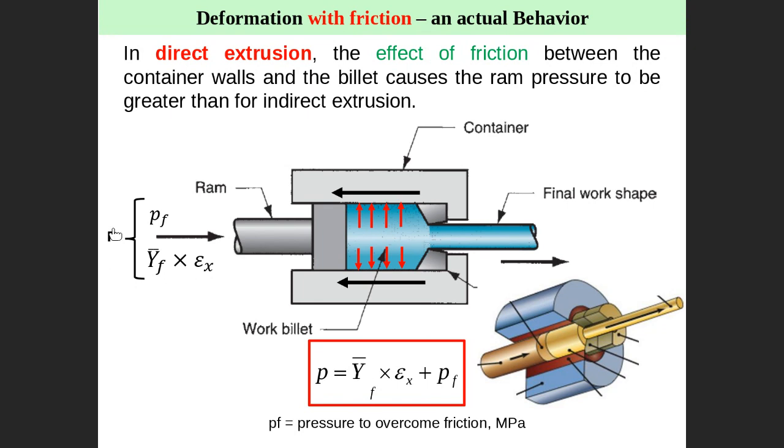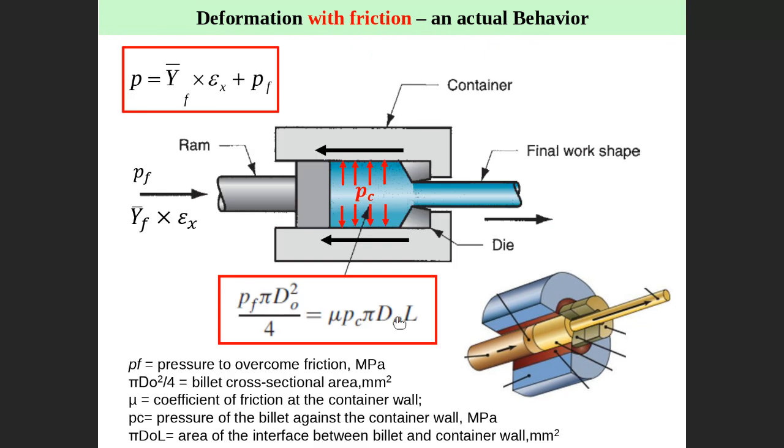Again, guys, the pressure applied here is not only to flow the material but also to overcome friction in the wall. Then there are two parts: the pressure to flow the material, which is y bar flow multiplied by epsilon x, and the additional pressure required, which is BF, to overcome the friction in the wall, as I told you. Then the target is how to calculate this part. We need to know the BF value. What is the additional pressure needed to overcome the friction in the wall, right?